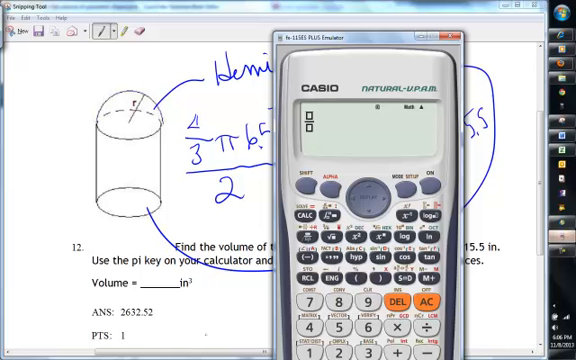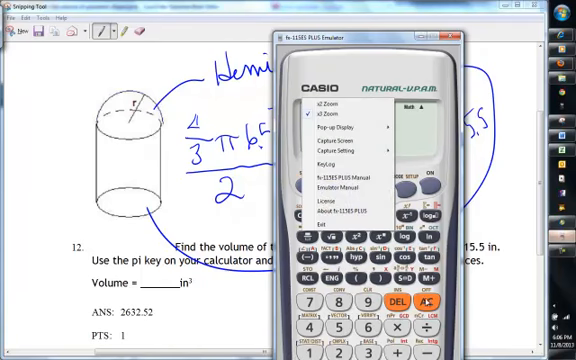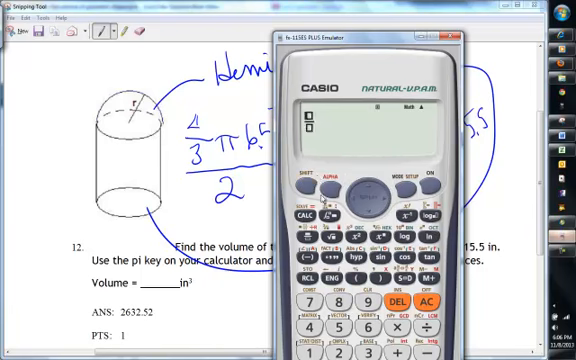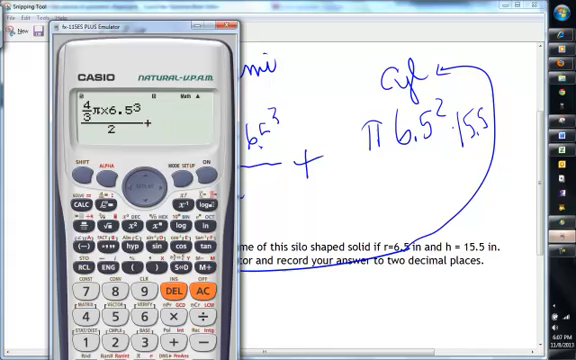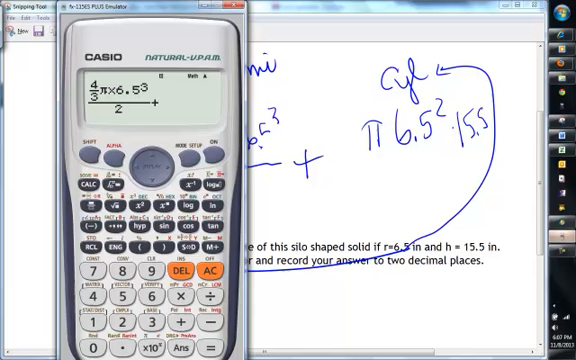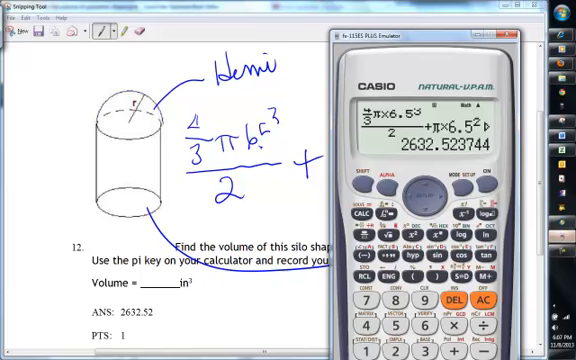So on our calculator, do the fraction 4/3 times pi times 6.5 cubed over 2, because it's only half a sphere, it's not a whole sphere, plus the cylinder, which is pi times 6.5 squared times the height, 15.5, and we get 2632.52 cubic inches.